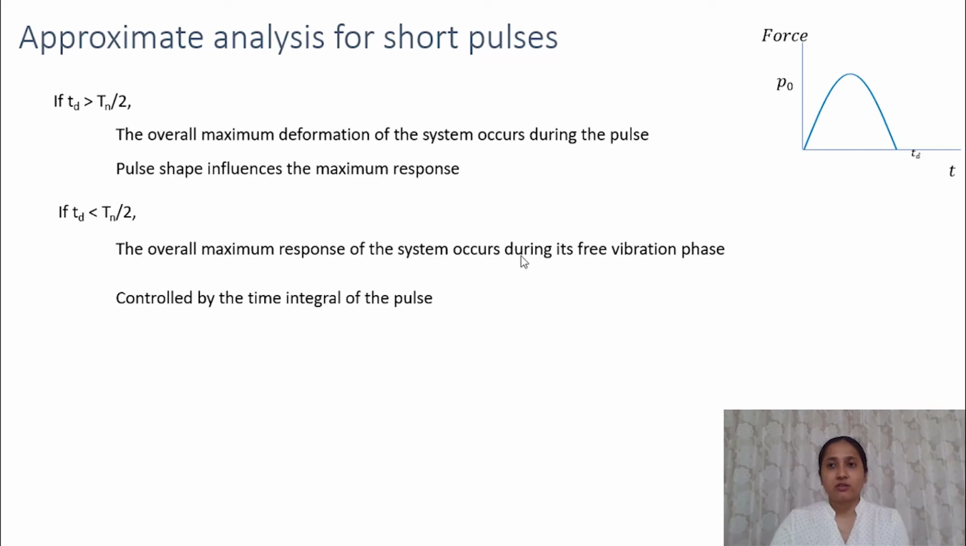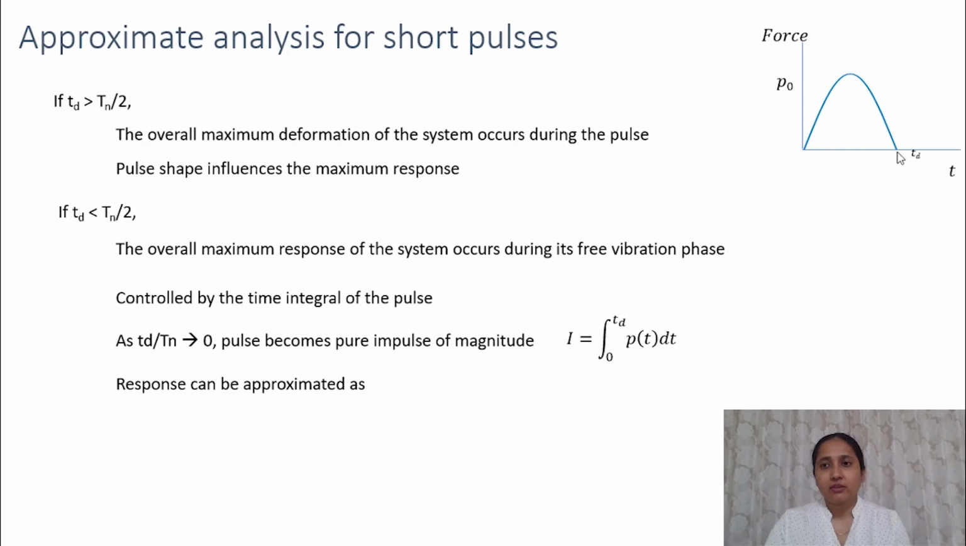integral of the pulse. So if the duration of the pulse is less, then the response is controlled by the area of the pulse, not the shape of the pulse. The area under this curve decides the response. If Td tends to 0, then this pulse becomes equivalent to a pure impulse. Impulse, as we discussed earlier, is a force acting for a very small time.